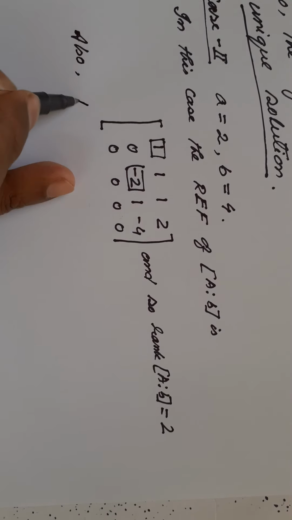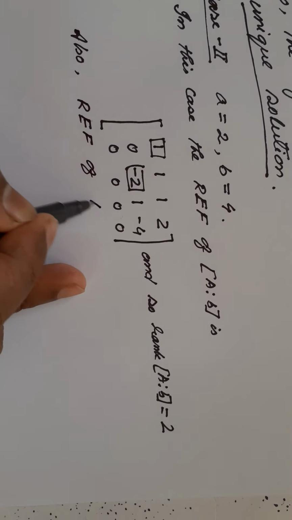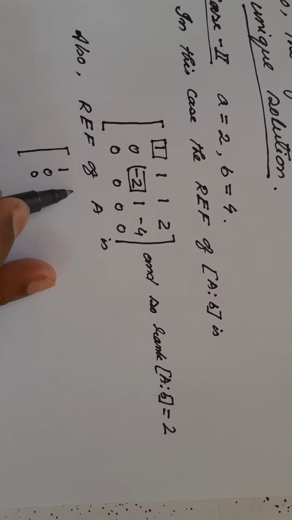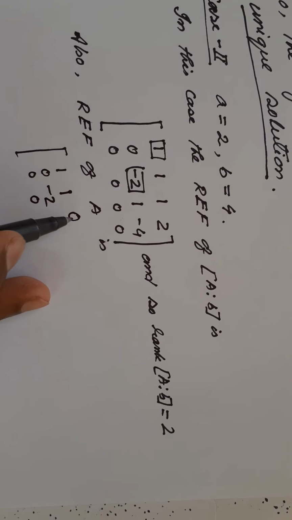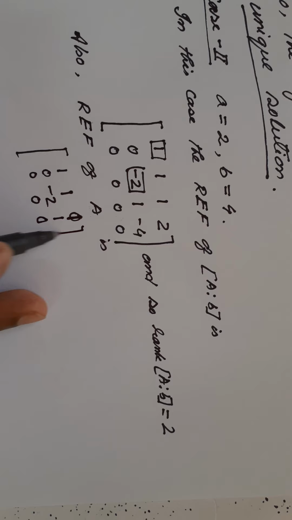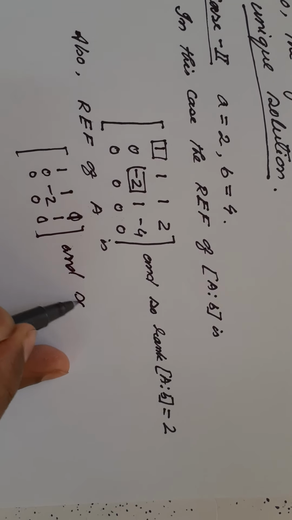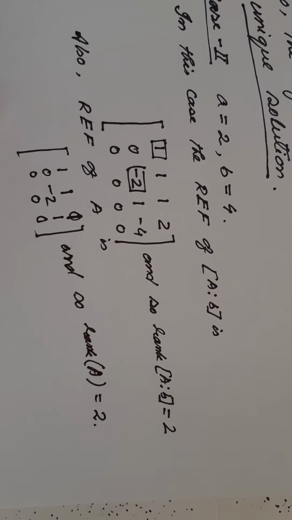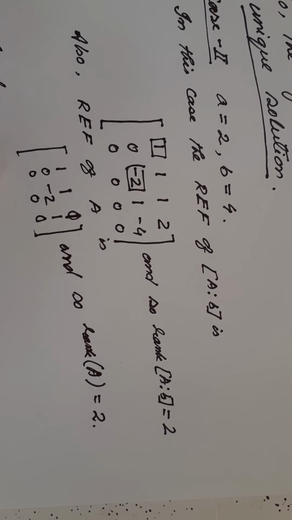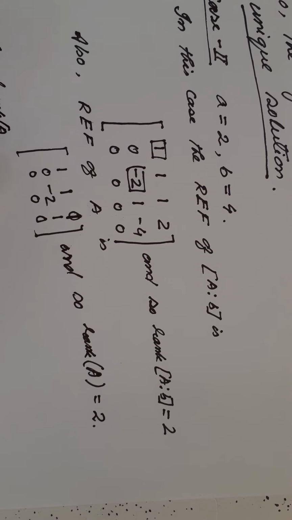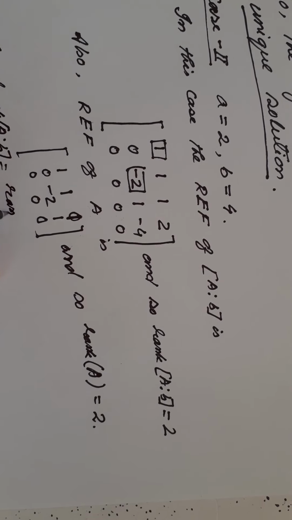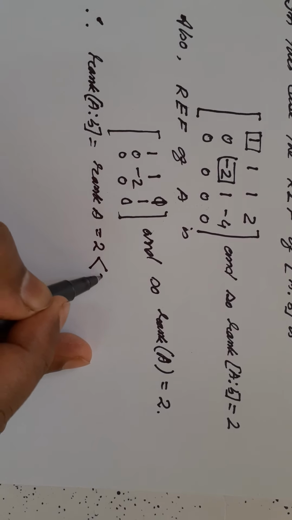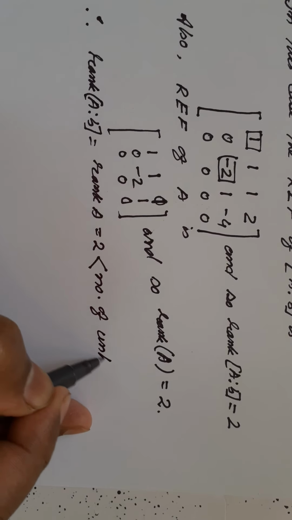Also, REF of A is, you just take the first 3 columns: [1, 1, 1; 0, -2, -1; 0, 0, 0]. And so rank of A is equal to 2. So therefore, what we are getting now, rank of AB is equal to rank of A, and that is equal to 2, less than the number of unknowns. Now unknowns are 3: x, y, z.